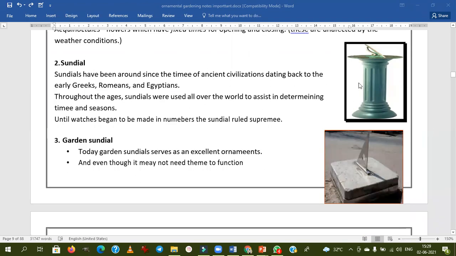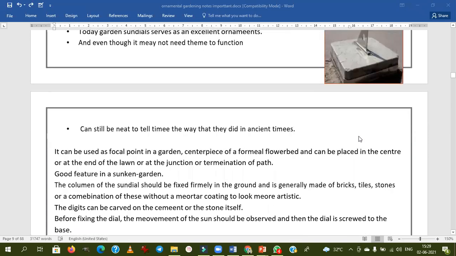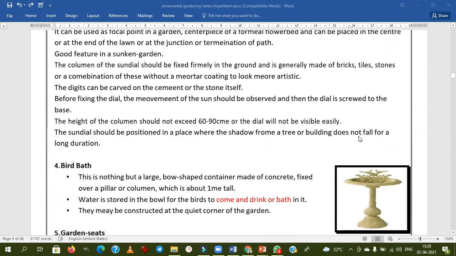Sundial means this is a sundial. Based on the shadow of this piece, in ancient civilizations like the Greeks, Romans, and Egyptians, they determined the time and the season. So nowadays also we use this in the garden for fancy purposes. Then garden sundial. This garden sundial also works exactly as a sundial. The purpose is also the same, to indicate the timing or the seasonality in the garden.